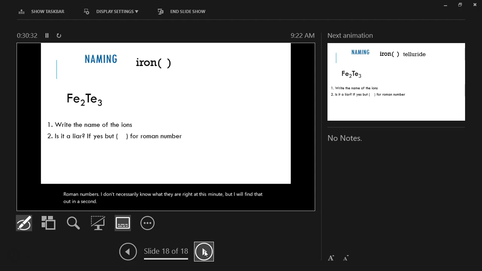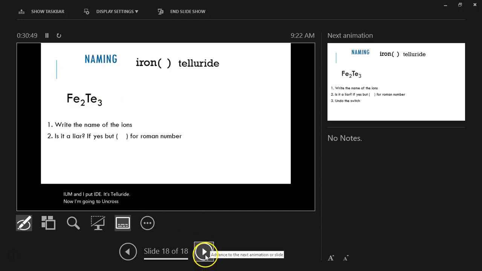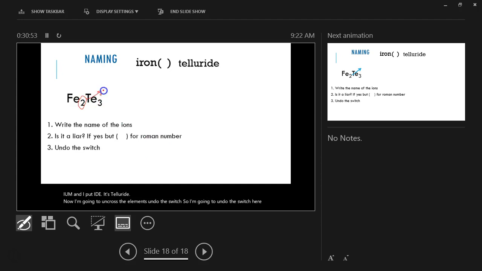Before I do that, I'm going to go look to find Te on the periodic table. It's tellurium. I dropped the IUM and I put IDE. It's telluride. Now I'm going to uncross the elements, undo the switch. So I'm going to undo the switch here. It looks like Te was a -2. And if that's true, then the Fe in this case was a +3.